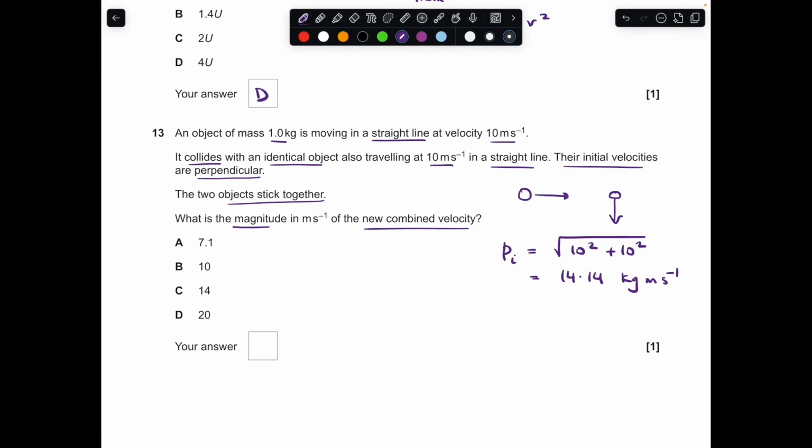Now, final momentum will also be the same, but now they have combined. Because they've combined and move together, their mass will now be 2. Let's call the velocity v. So 14.14, and v is therefore going to be around 7.1 meters per second. So A will be the answer.